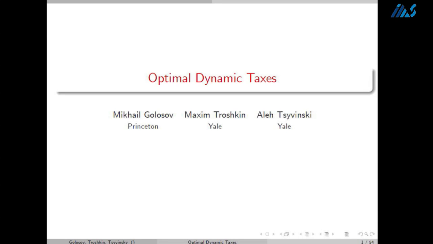Much more details this morning and what Aleh did on dynamic envelope theorems. So this should be relatively easy for you, I think, to understand after these two presentations. It's joint work with Mike Golosov and Max Troshkin.